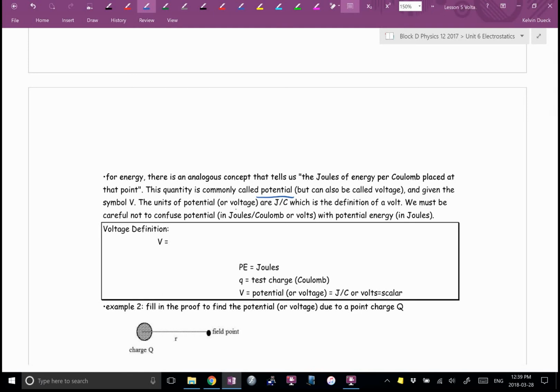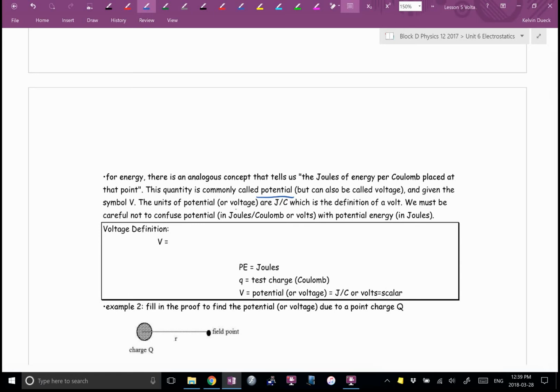The reason I prefer the term voltage is, listen to this sentence. Potential tells you how much potential energy per coulomb. Potential and potential energy are not the same thing, and you can't get them mixed up, but they both have the word potential. I know. There's potential to mix up potential and potential energy.